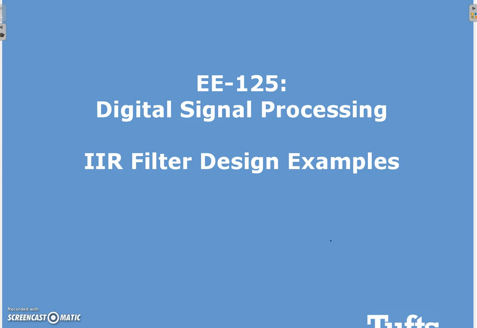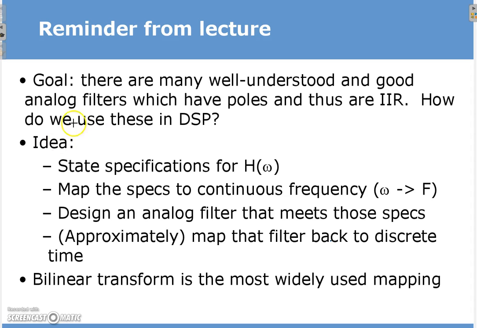Okay, in this video I'll go through some IIR design examples. This is a reminder from lecture of why we would do this. We basically have analog filters we want to convert and use in DSP, and these are the steps: stating the specs, converting it to continuous frequency, design an analog filter. That basically means pick the filter parameters, and then map things back, and we will use the bilinear transform.